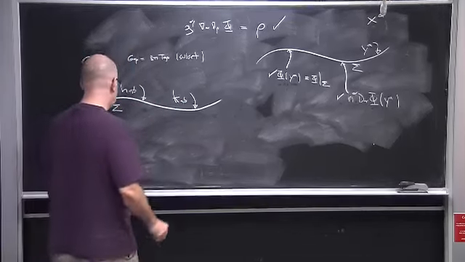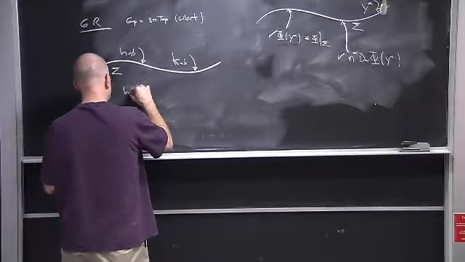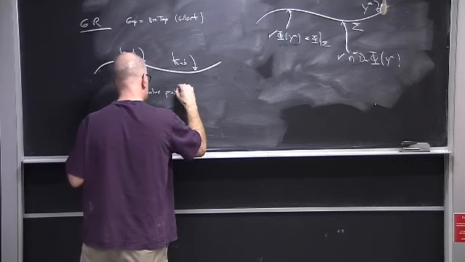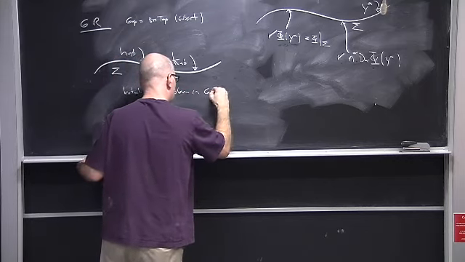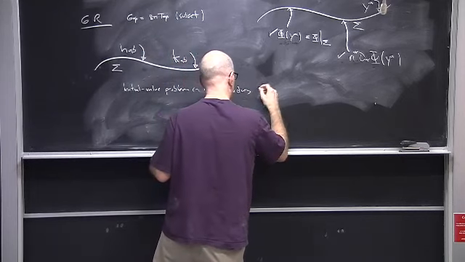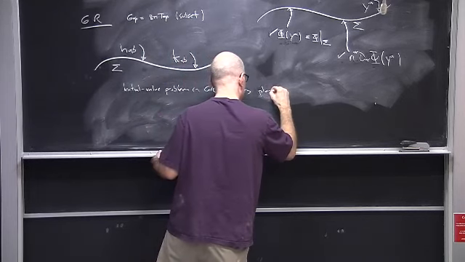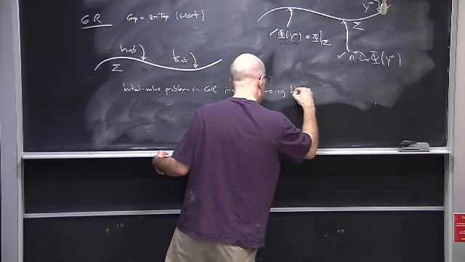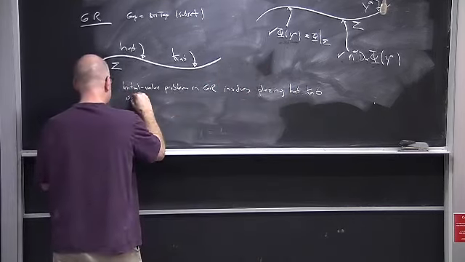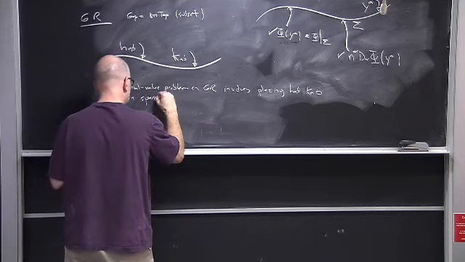So the claim then is that the initial value problem in GR involves placing H_AB and K_AB, two symmetric tensor fields, on a spacelike hypersurface sigma.